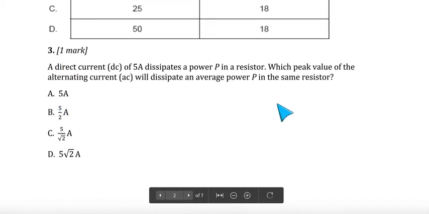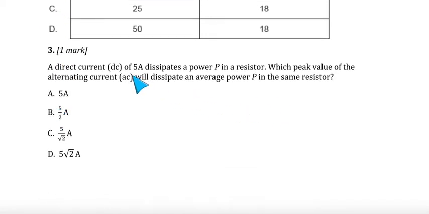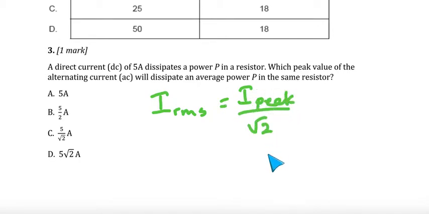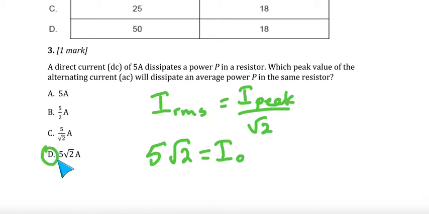Question number 3. We have a DC current of 5 ampere that dissipates a power P in a resistor. Which peak value of an AC will dissipate the same average power in the same resistor? Now we know I RMS is I peak divided by root 2. So if the RMS value is 5, 5 root 2 is our I peak. So the answer would be D.